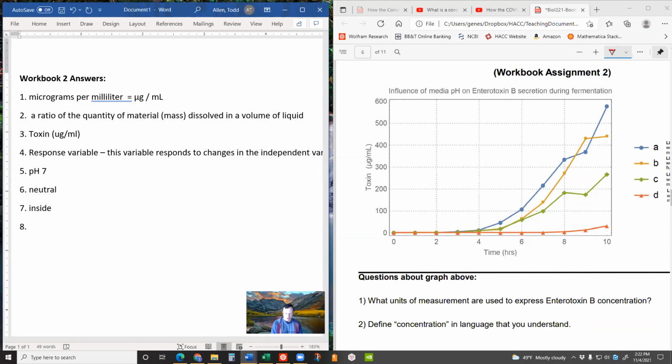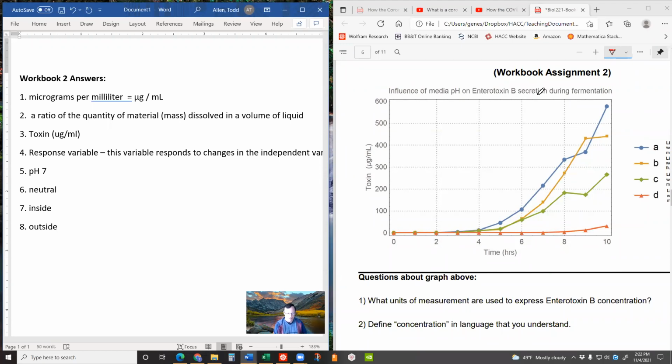Question 8, is this graph reporting the concentration of enterotoxin B as it exists inside or outside the cell? Well, it's outside the cell, okay? And you know that because of the title of the graph. The title says the influence of media pH on enterotoxin B secretion during fermentation, right? That word secretion is telling you that the cargo is being put outside of the cell.